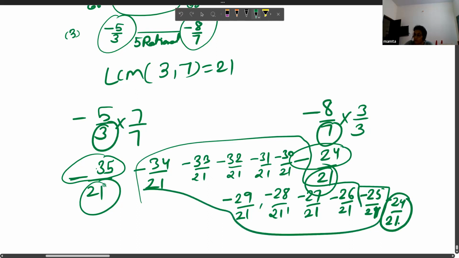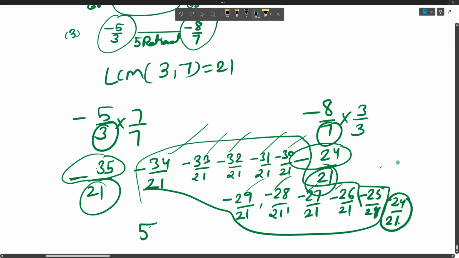So how many numbers can be written? 1, 2, 3, 4, 5, 6, 7, 8, 9, 10. So they have asked only 5 numbers. So write any 5. Understood, children? Understood? Okay. Yes, please ma'am. Note it down. Please note it down.